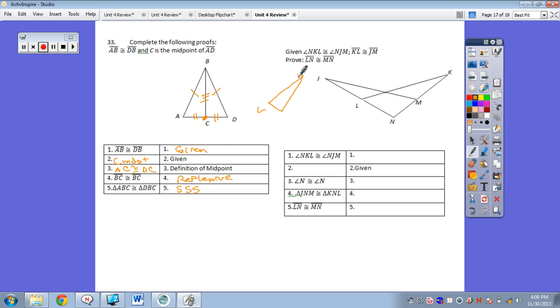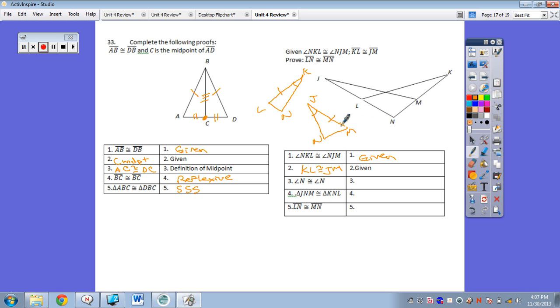So this is L, K, N. The other triangle is J, N, M. Okay. Alright, and what do they tell us in the given? They tell us angle NKL, so this angle is congruent to angle NJM, that angle. Okay, that's given. The other given is that KL is congruent to JM, KL is congruent to JM. So in our picture, KL is congruent to JM.